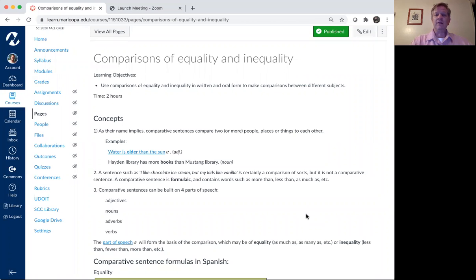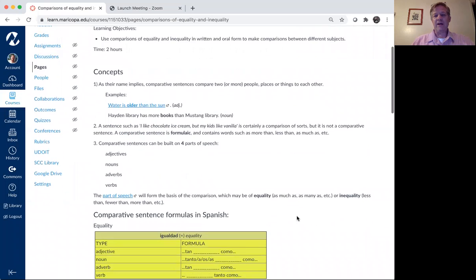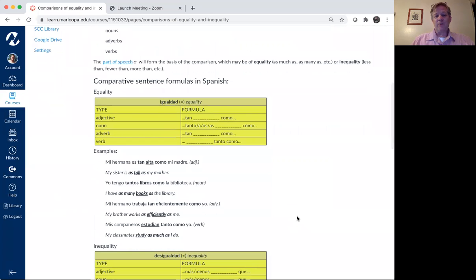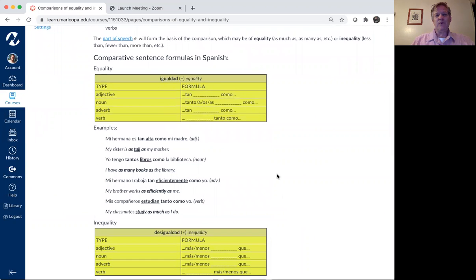Hola clase. In this unit, we will be looking at comparisons of equality and inequality, and specifically comparative sentences, which are a bit formulaic. In Spanish, these are your formulas for these comparative sentences.